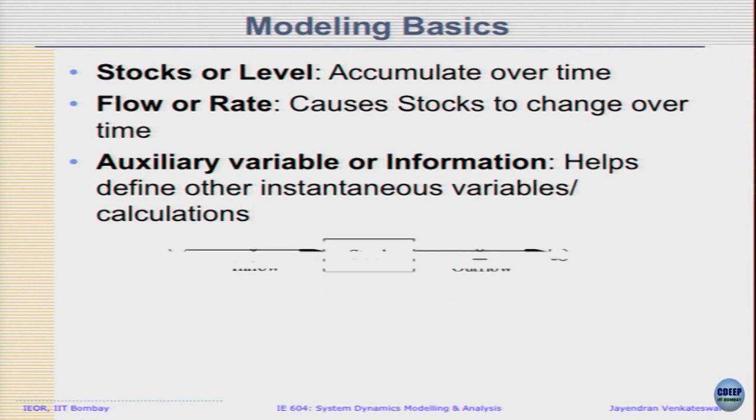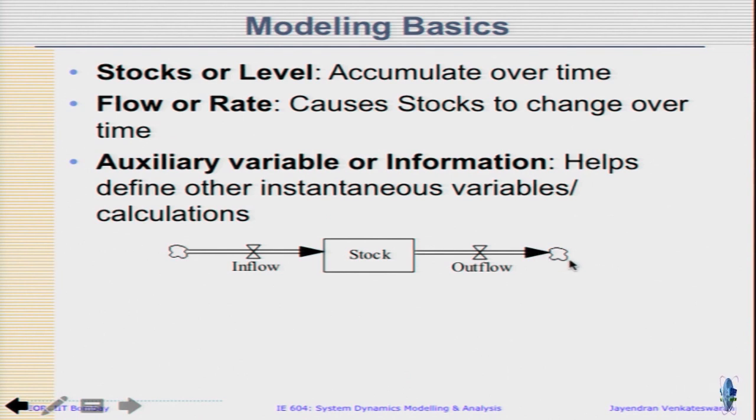If you want a visual representation of them, we can look at it like this, where the rectangle you see is called a stock. So, all stocks are represented as rectangles, and the thick arrow with a valve you see is the inflow. The direction of the arrow represents inflow to the stock, and the direction of the arrow can represent the outflow of the stock. At the end of it, you see kind of a cloud. This represents an infinite sink and an infinite source.